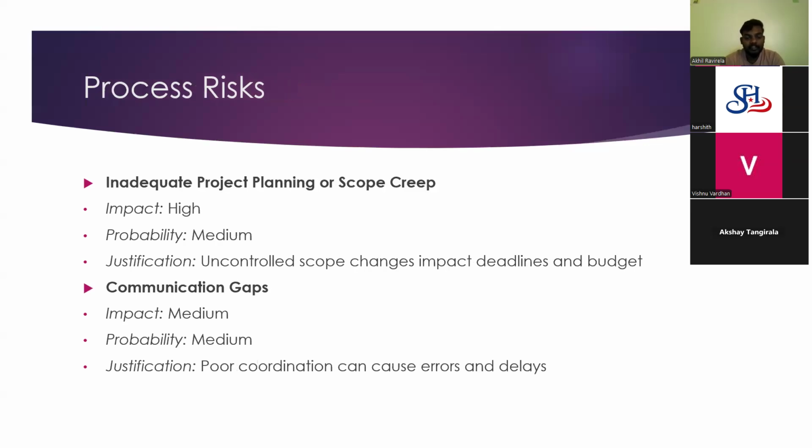Now, coming to the process risks, which include issues like scope creep or poor planning. If the project scope isn't clearly defined or managed, timelines and budgets can spiral out of control. Also, communication gaps, whether between the teams or stakeholders, can lead to misalignments, redundant work, and costly errors. These risks are commonly seen in large-scale IT projects and must be monitored constantly. And the remaining will be explained by my teammates.